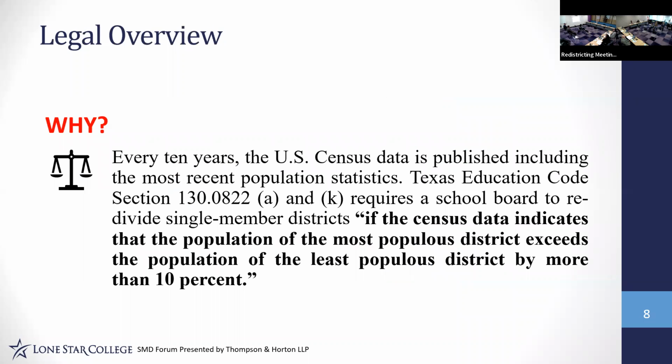So why do we have to redistrict? Well, every 10 years, the US Census data is published, including the most recent population statistics. And legally, according to the Texas Education Code, a school board is required to redivide single member districts if the census data indicates that the population of the most populous district exceeds the population of the least populous district by more than 10%. So that's a very important thing to keep in mind. We're trying to get under 10% when we look at the difference between the most populous district and the least populous district.